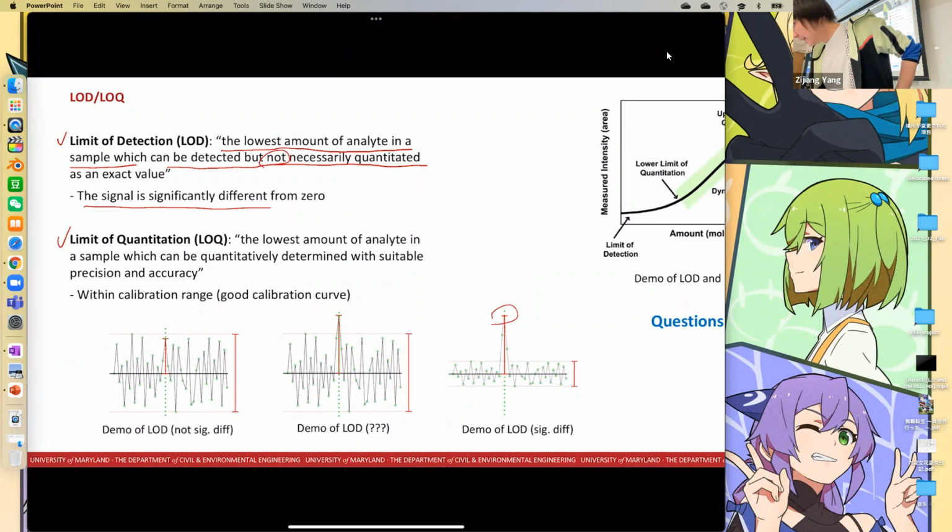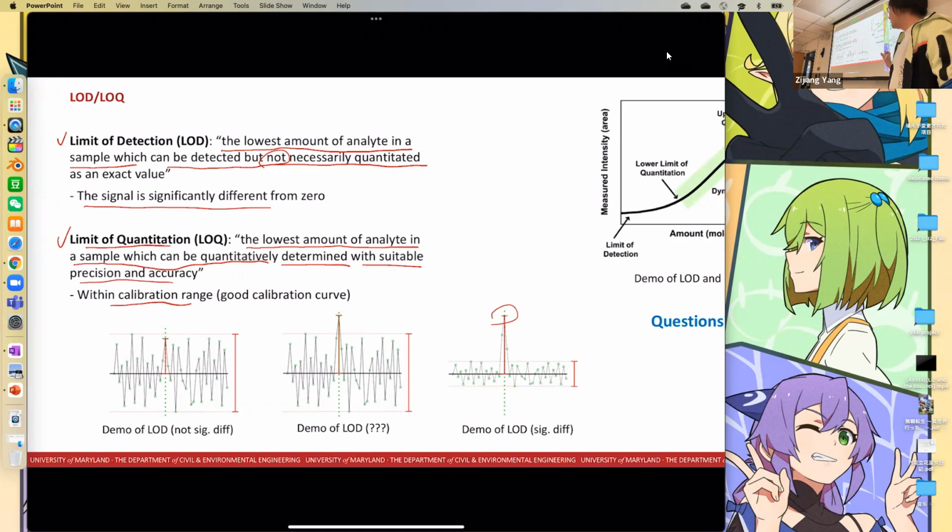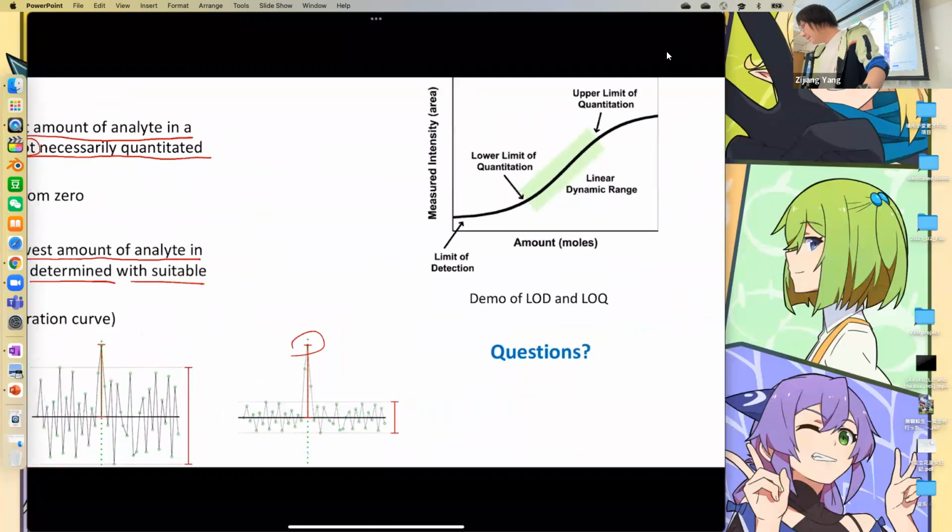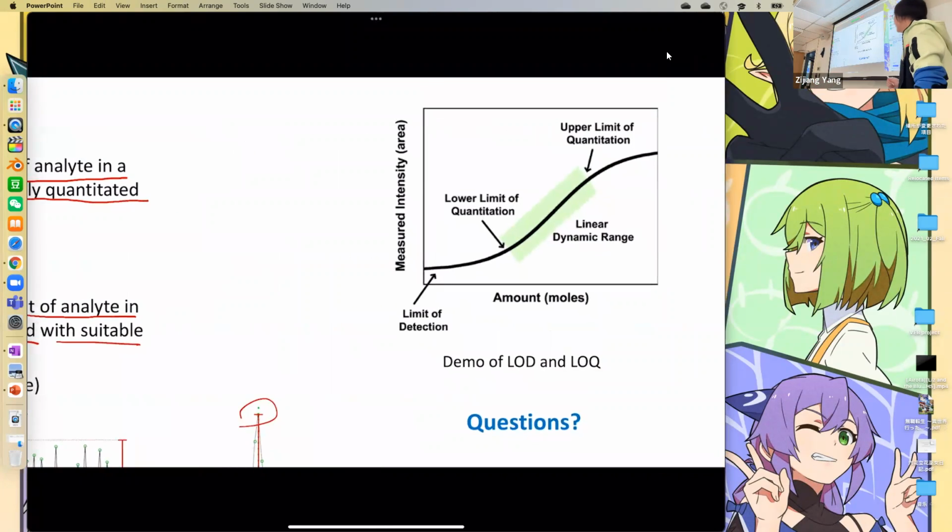And we also have the limit of quantification. It means the lowest amount of analyte in a sample which can be quantitatively determined with suitable precision and accuracy. In this case, we are going to use the calibration curve, because the calibration curve establishes the relation between concentration and signal strength. But for the calibration curve, I would like to talk about this one first.